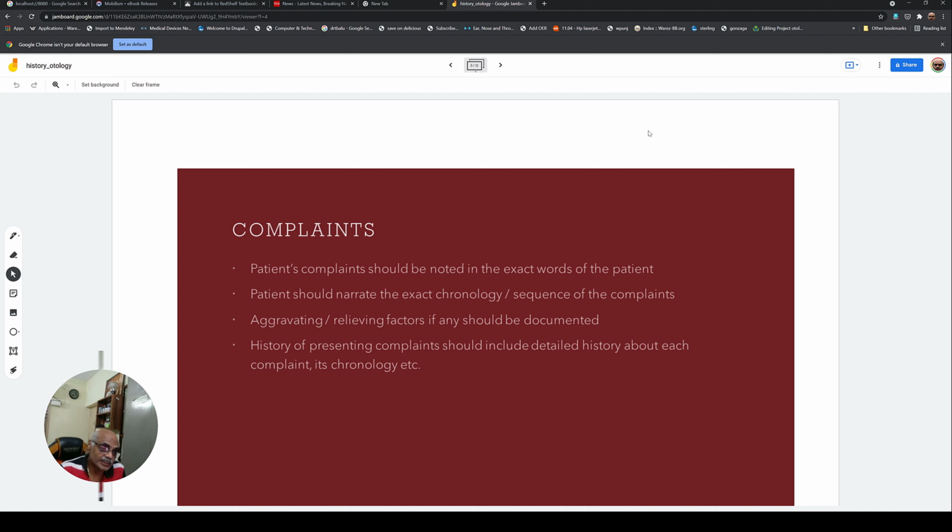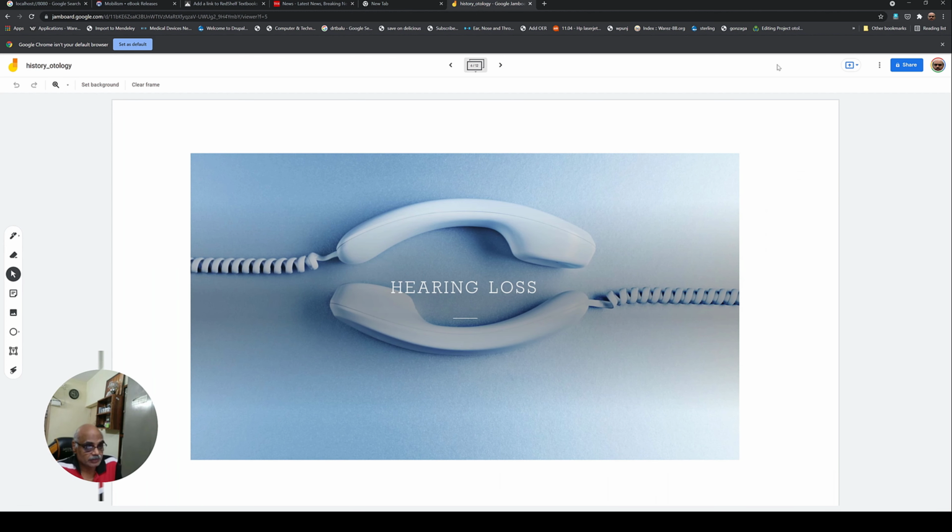The discharging ear suddenly becomes pain-free. So, these features, if chronology is taken into consideration, will actively point towards the exact diagnosis of acute otitis media. So this is where the chronology really matters, the chronology of the complaints.